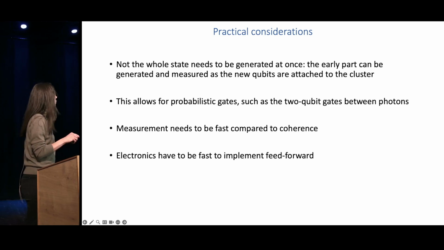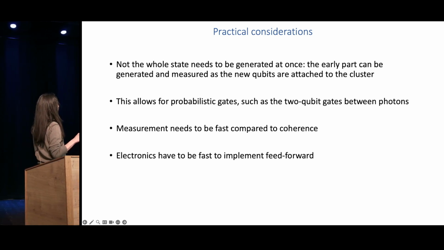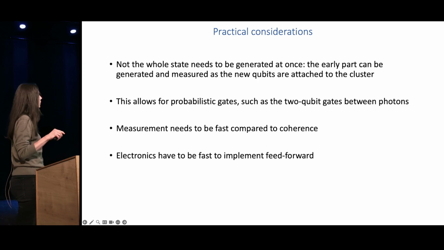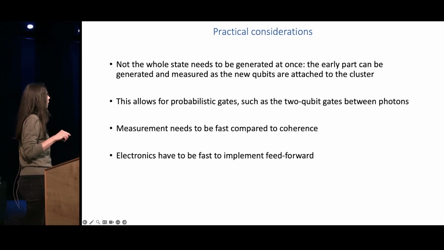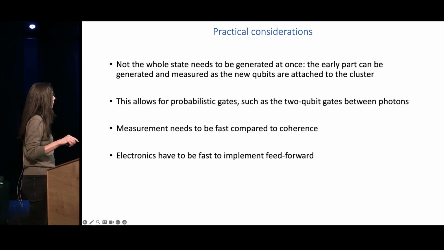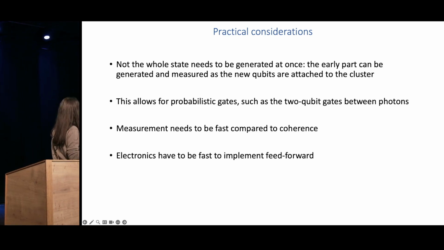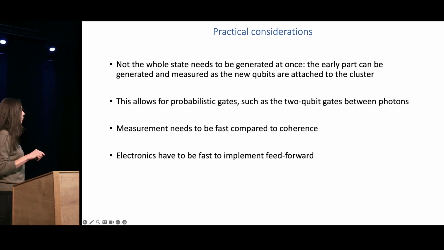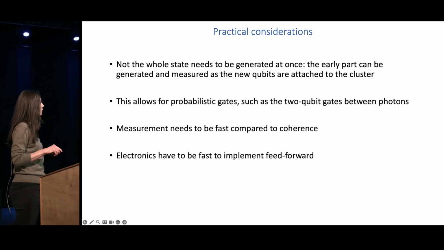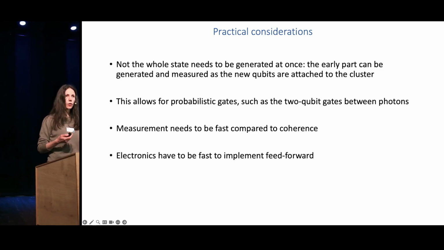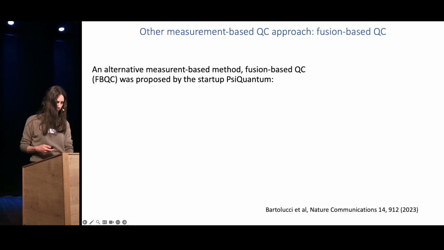Okay, so some considerations. You don't need necessarily to create the whole state up front, so that alleviates some of the difficulty. For the photonic case, this allows for some probabilistic gates to happen offline and repeat until success. And from practical point of view, the measurement needs to be fast compared to the coherence. And of course, electronics have to be fast to implement feed forward. So there's some things to consider if you're trying to actually do this in the lab.